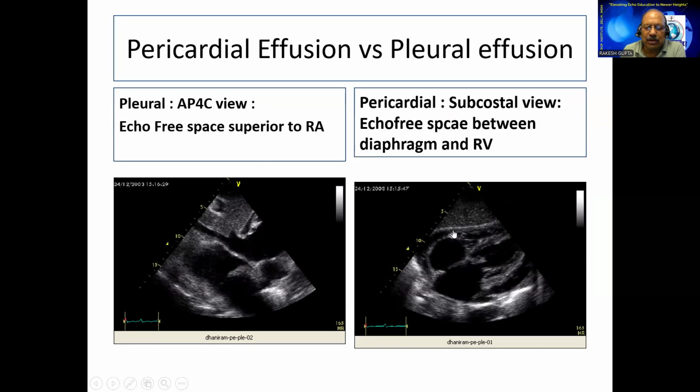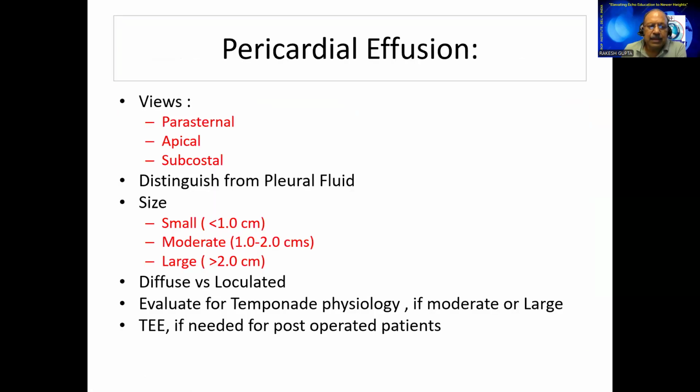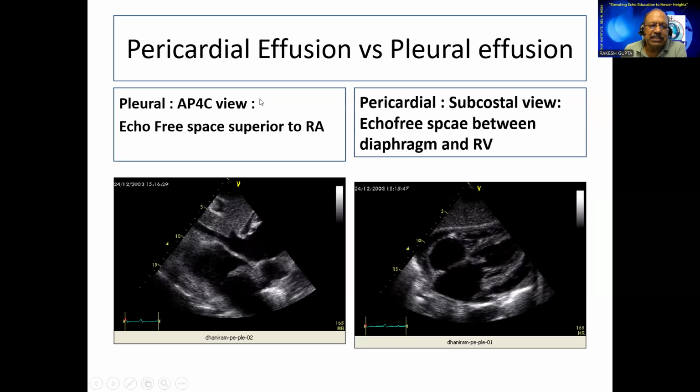And when we see fluid on both sides, then we are pretty sure that we are dealing with pericardial effusion. But this separation should be seen in diastole, not during systole. At the same time, we can see an apical four-chamber view. My subsequent slide will try to show you all that.